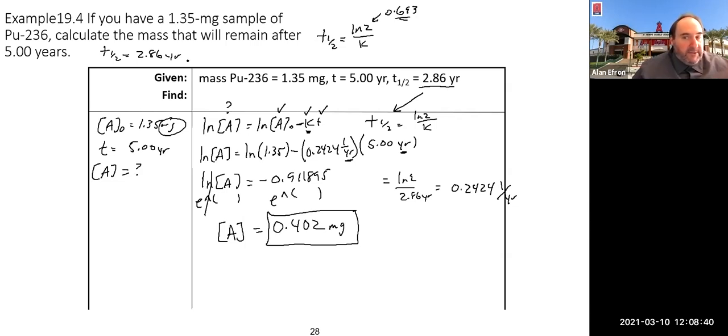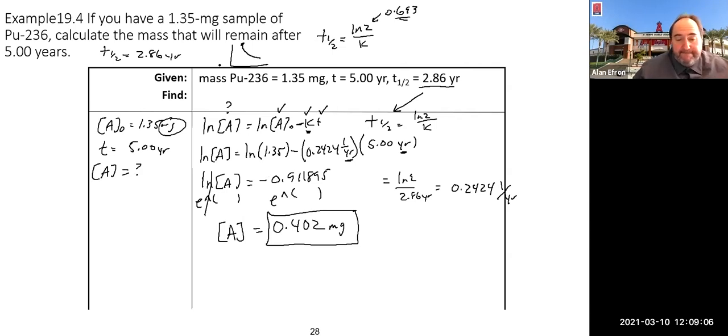Now, we could also make sure it does make sense, right? So we started at 1.35. This is something that is going through radioactive decay, which means if you remember our graph, it should be decreasing with time, right? So obviously what we ended up with is less than what we started with, which means we probably hopefully didn't make a mistake anywhere along the way. Any questions on that there?